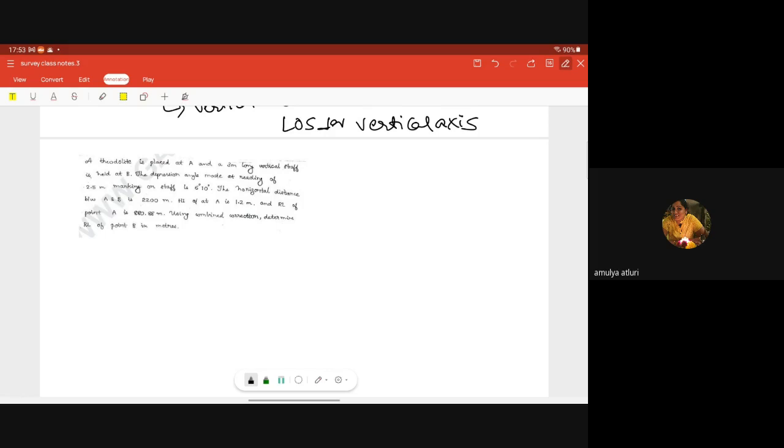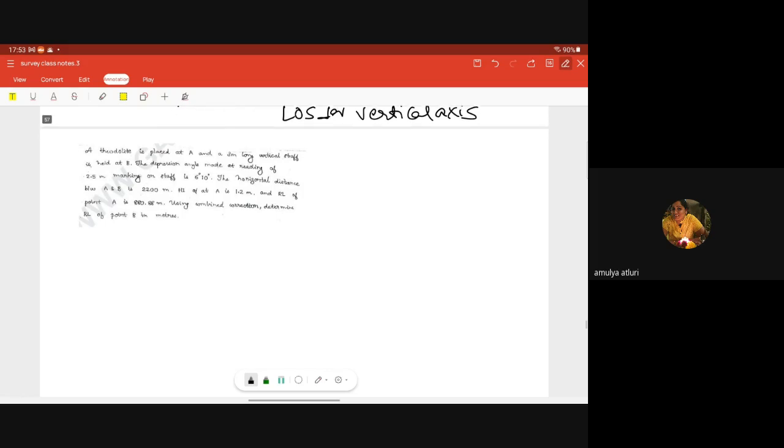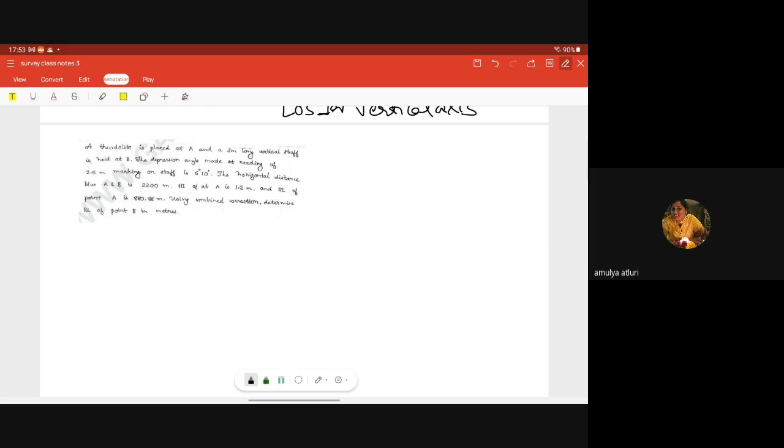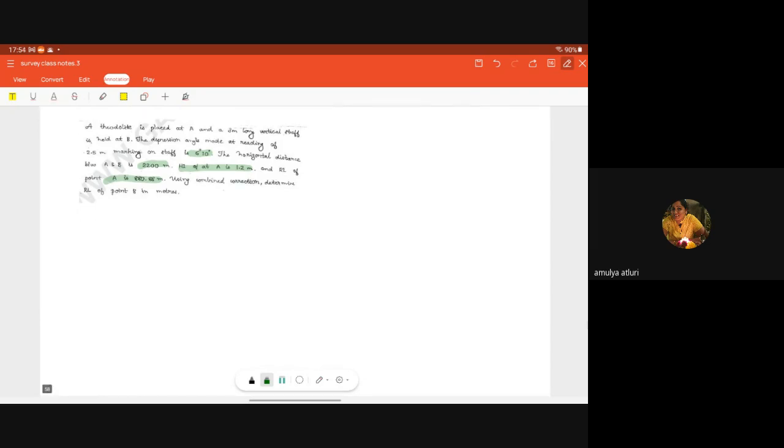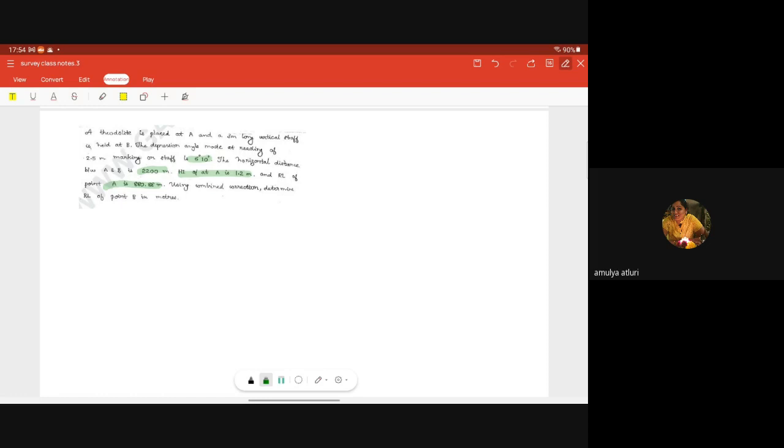Let's look into a problem. A theodolite is placed at A and a 3 meter long vertical staff is held at B. The depression angle made at a reading of 2.5 meters marking on the staff is 6 degrees 10 minutes. The horizontal distance between A and B is 2200 meters. Height of instrument at A is 1.2 meters. Reduced level at A is 880.88 meters. Using the combined correction, determine the RL of point B in meters. So they are asking us to calculate the RL.